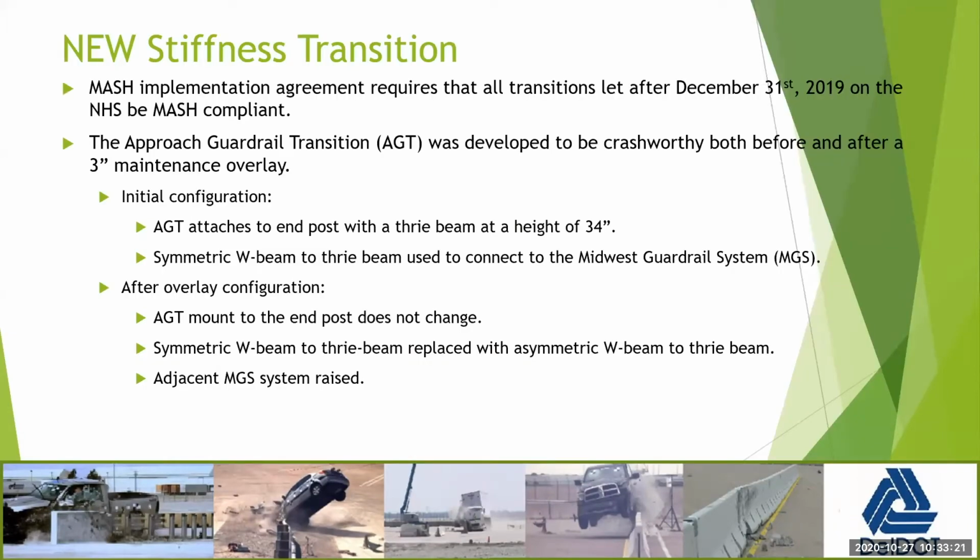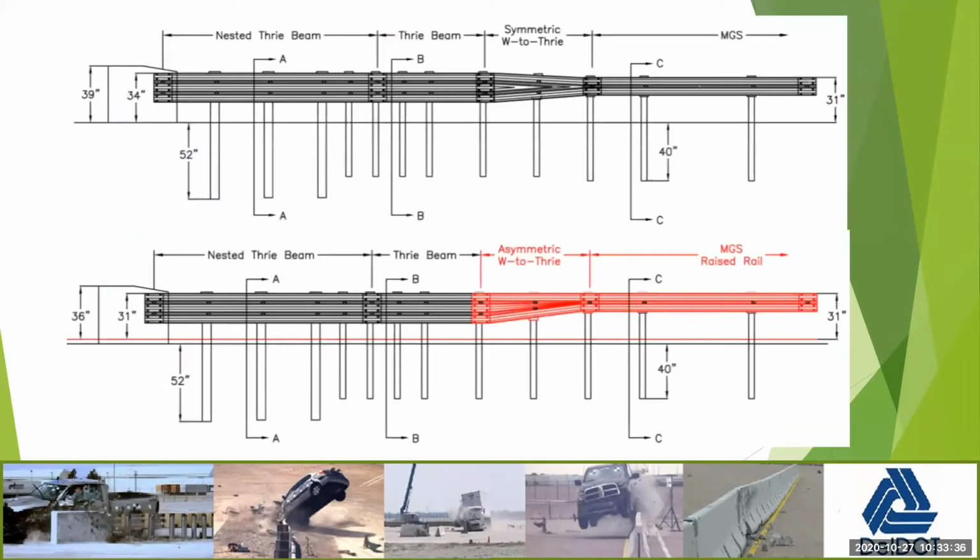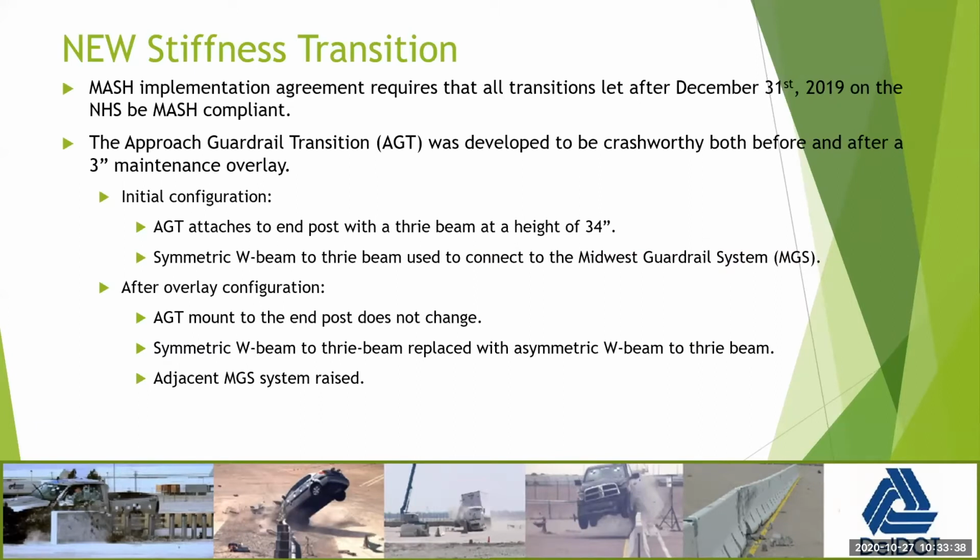So DelDOT adopted a new stiffness transition. And Adam's going to hit on this in more detail this afternoon as well, but this is a very important concept today. The stacked W-beam guardrail that DelDOT has used quite frequently in the past fails MASH compliance. Part of MASH compliance requires us to be MASH compliant for transitions as well, and you can see the implementation date. The application that we've gone with is a Thrie-Beam application. A lot of states have moved towards Thrie-Beam, and we've followed suit.